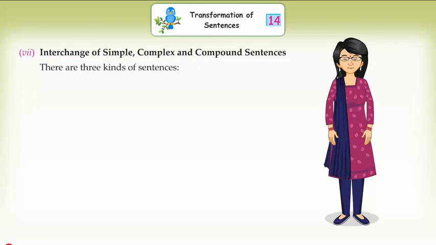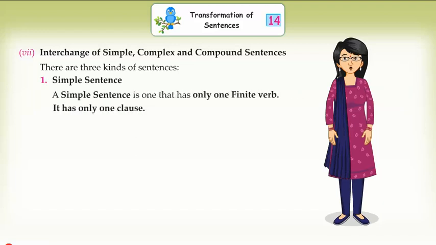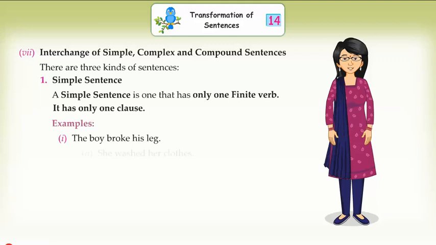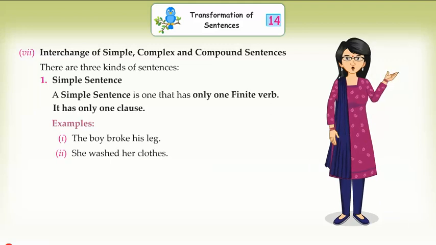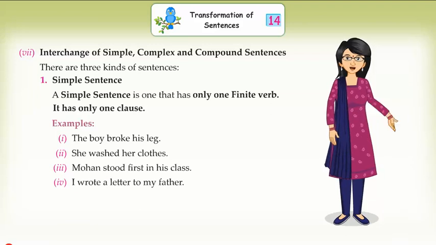7. Interchange of simple, complex and compound sentences. There are three kinds of sentences. 1. Simple sentence. A simple sentence is one that has only one finite verb. It has only one clause. Examples: 1. The boy broke his leg. 2. She washed her clothes. 3. Mohan stood first in his class. 4. I wrote a letter to my father.